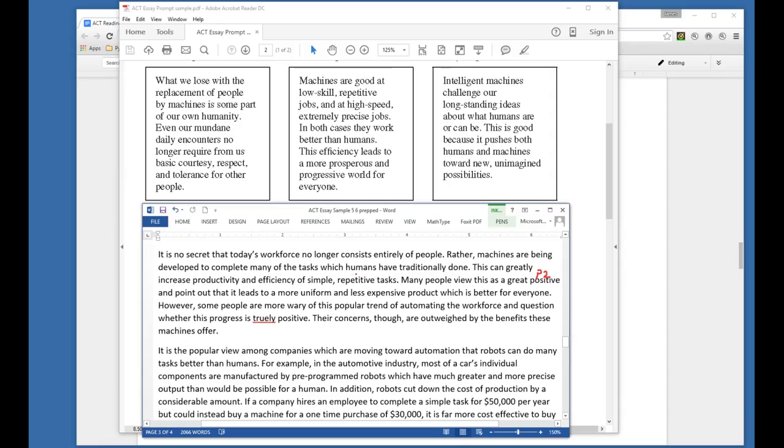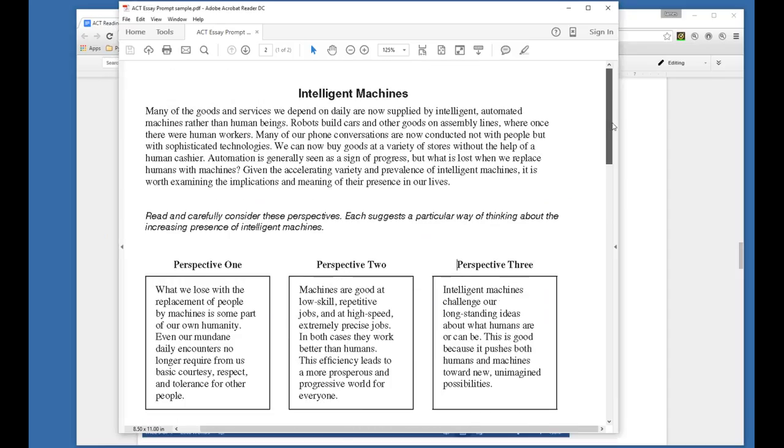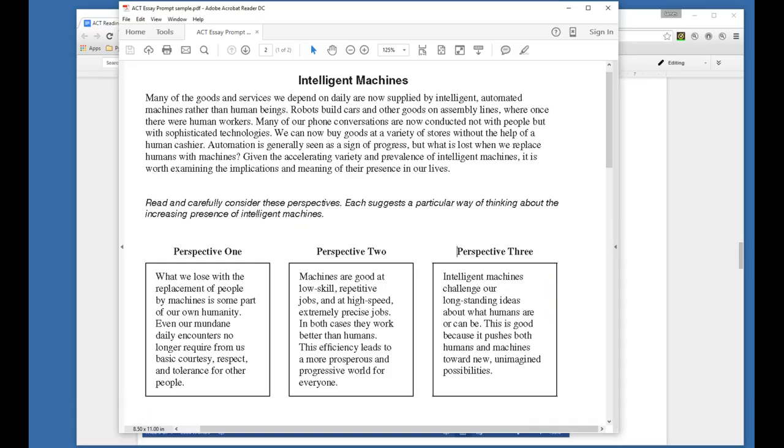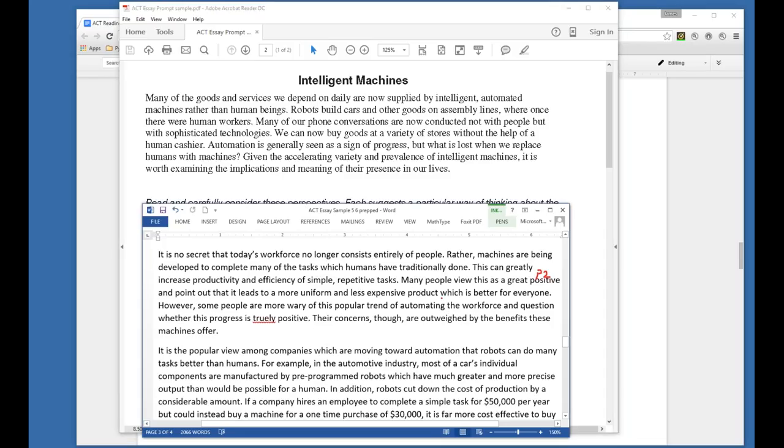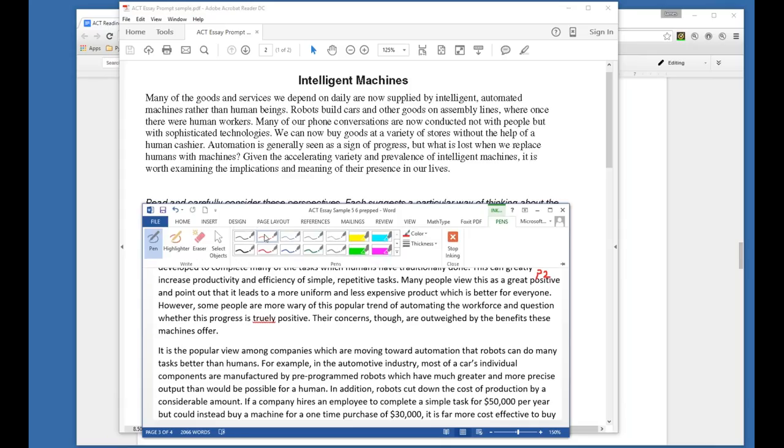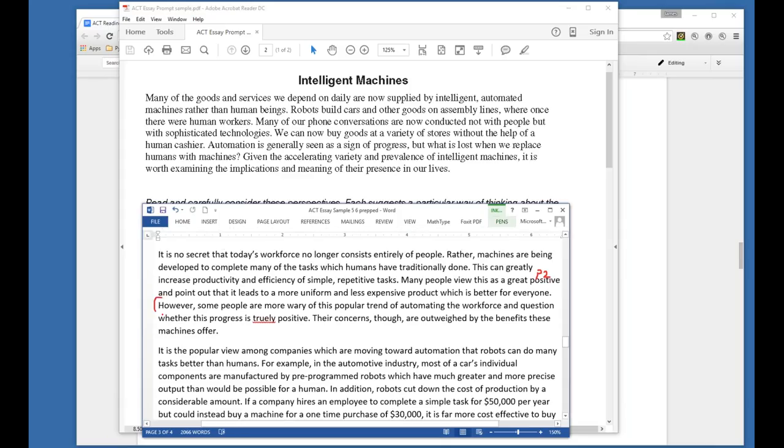However, so they've introduced it, right? Nice thing. No secret that today's workforce no longer people, machines are being developed. And look, they take that language almost right out of here, right? They talk about how machines are doing things that we used to do. All right, let's get back there. Now, however, nice transition word, right? Some people are more wary, that's a nice word, of this popular trend of automating the workforce and question whether this progress is truly positive. Notice there are some misspelled words here, but that's okay.